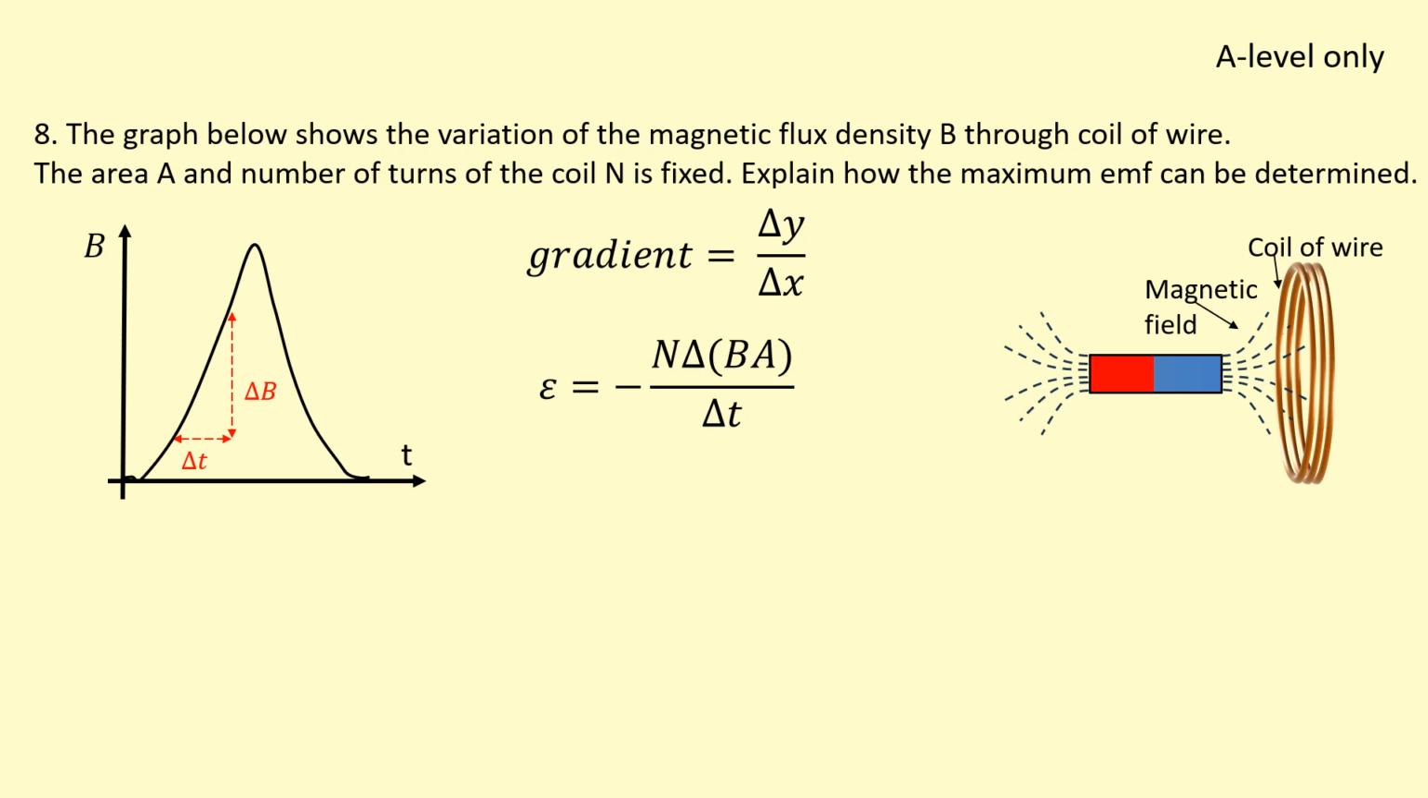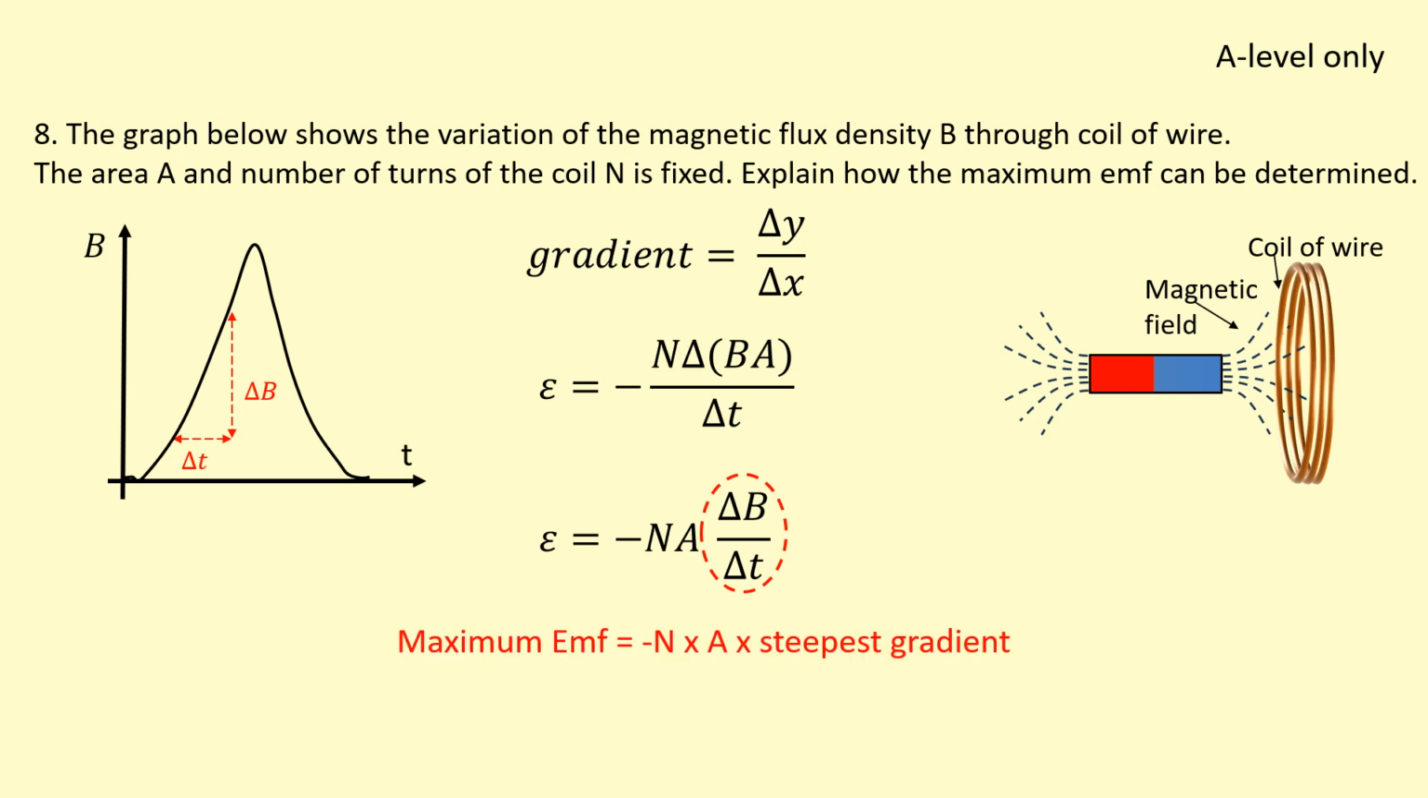Because the area is a constant, it's not changing, I can take that out of the delta. So rearrange this slightly a bit more so it makes a bit more sense. I've got change in magnetic flux density over change in time, which is the gradient of this graph. So one thing I'll have to do is figure out the gradient of this graph and multiply by the area and the number of turns, the -1, to get the maximum EMF. And I had to pick the steepest part to get the maximum EMF, because you can see the EMF is proportional to the gradient of this graph.